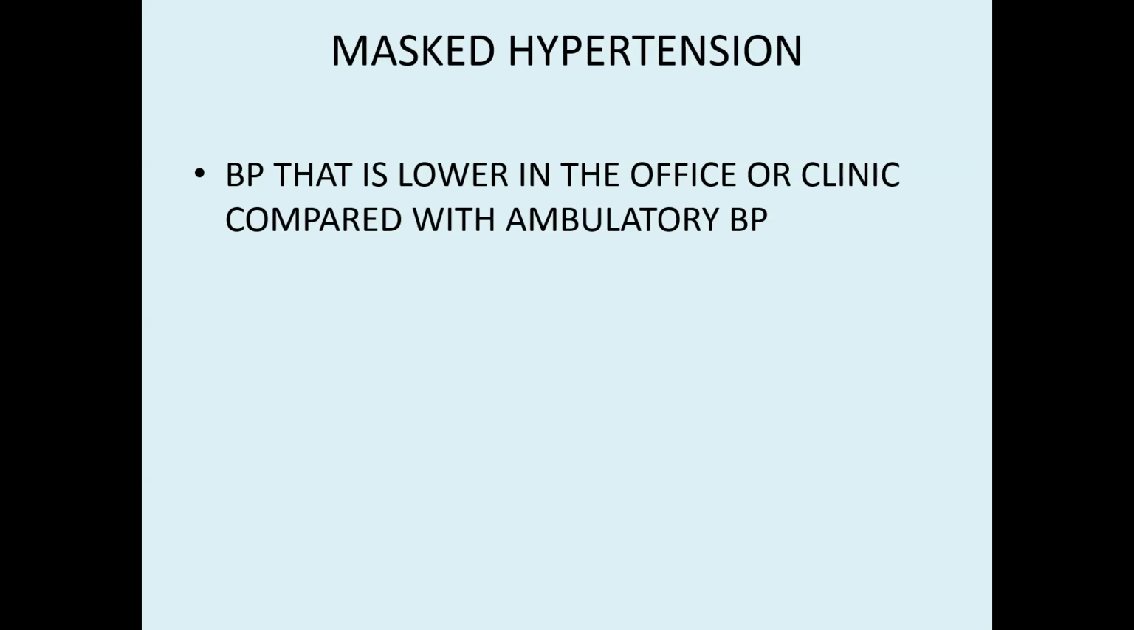Masked hypertension is the opposite or mirror image of white coat hypertension. Here you will find that the patient's blood pressure is lower or normal in office or clinics as compared to the ambulatory blood pressures. In both conditions you have to treat the higher levels of blood pressure, because it has been seen that it will end up with complications of hypertension.